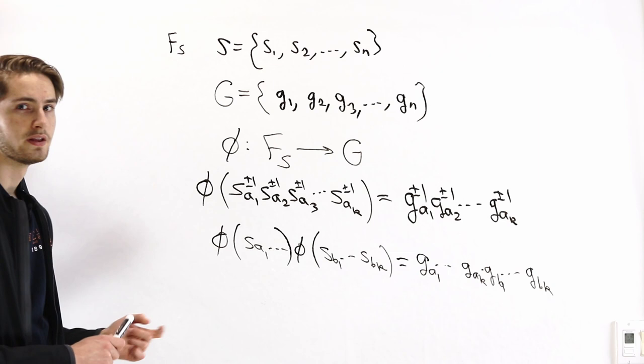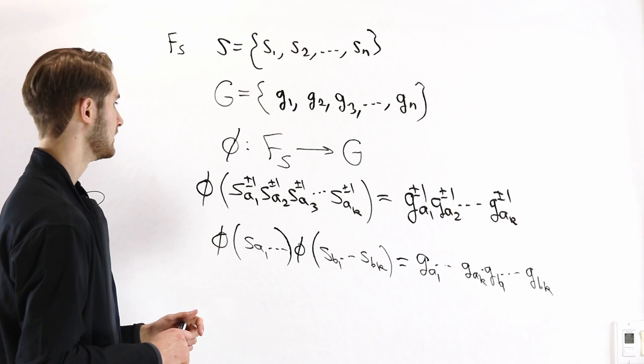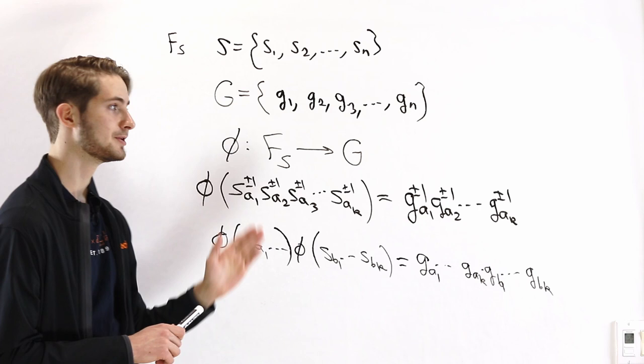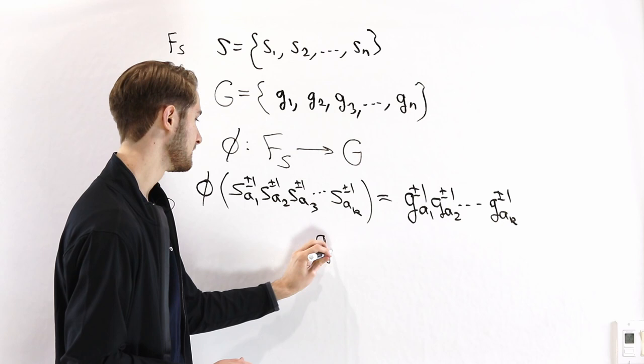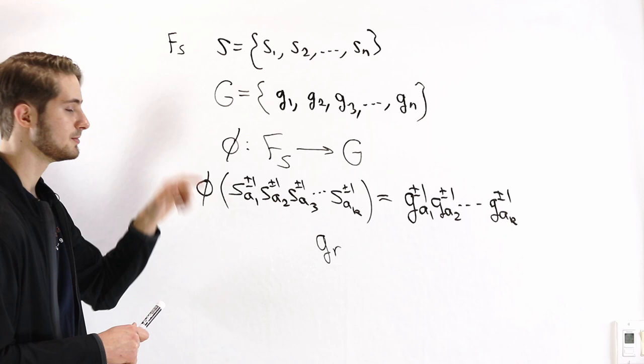The next thing that we want to do is check whether phi is surjective. And that means for any element in the group, is there some element in the free group that maps to it? Well, we know that G is finite and we numbered all of the elements up here. So every single element in the group can be written as g sub r for some number r between 1 and n. So can we find an element in the free group that maps to g sub r?